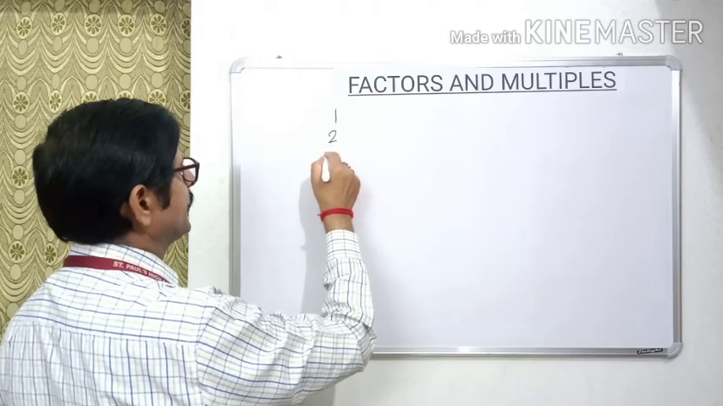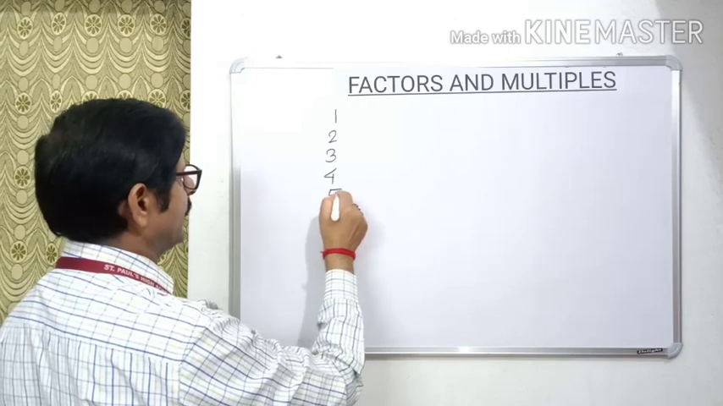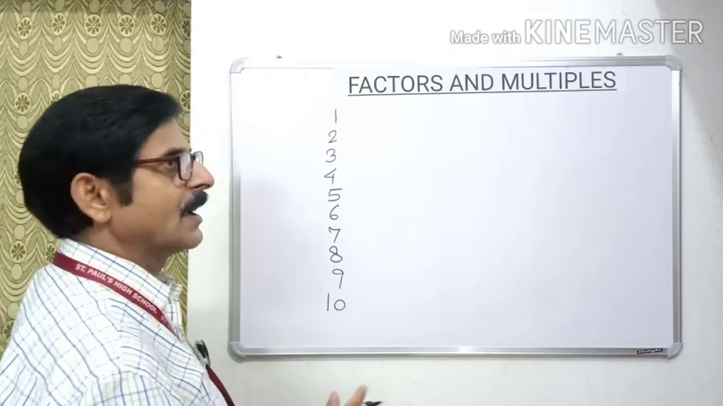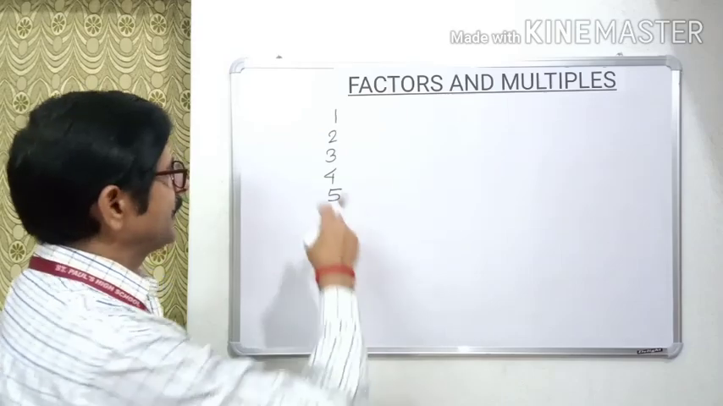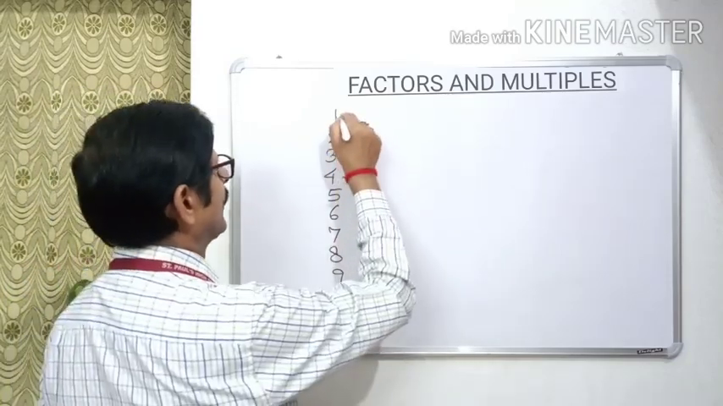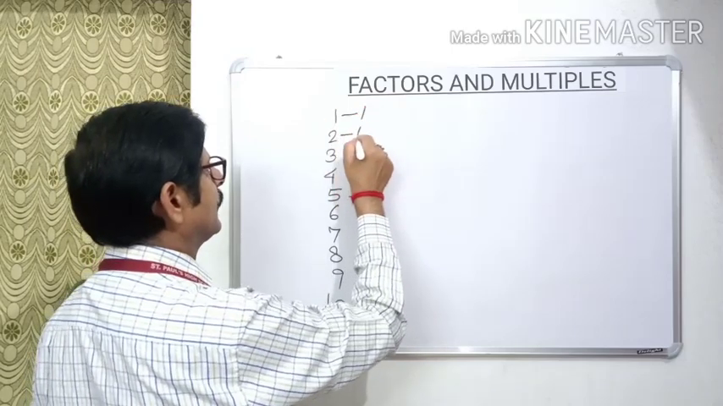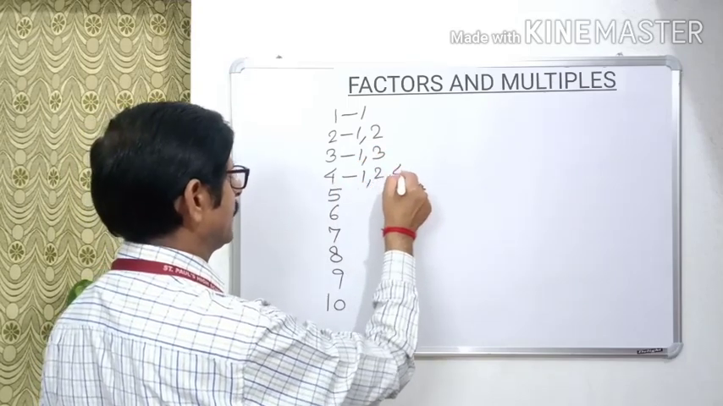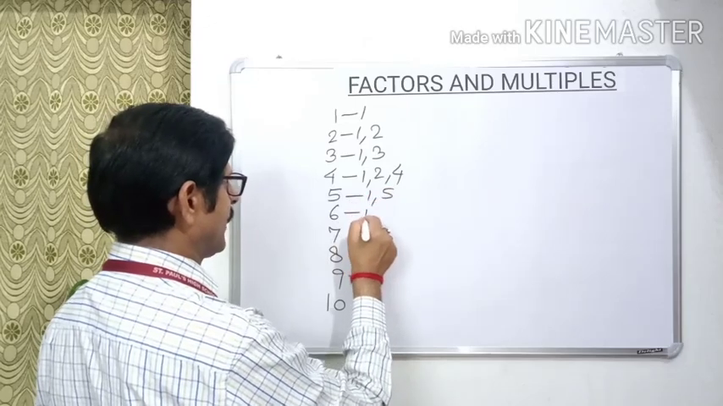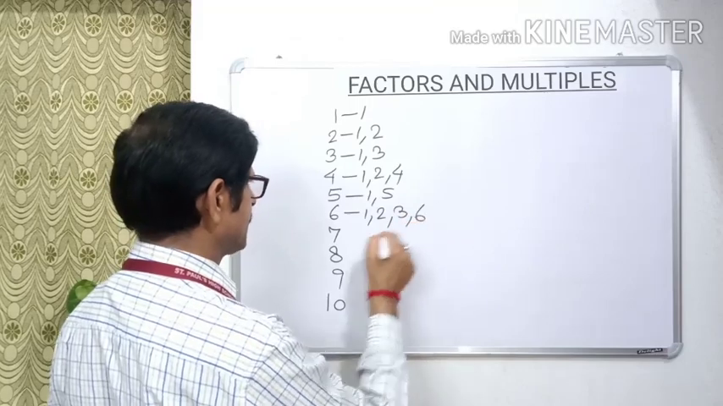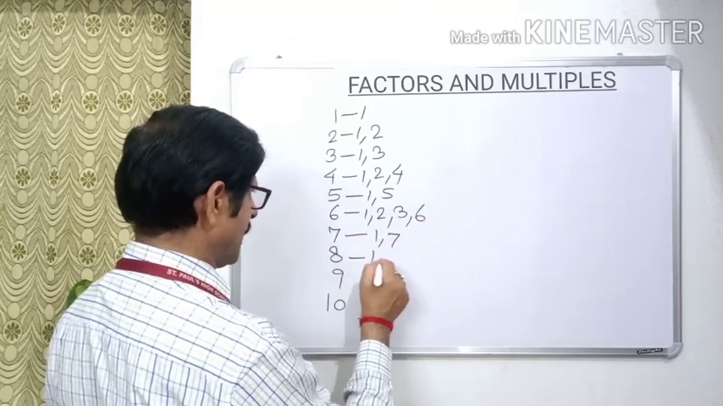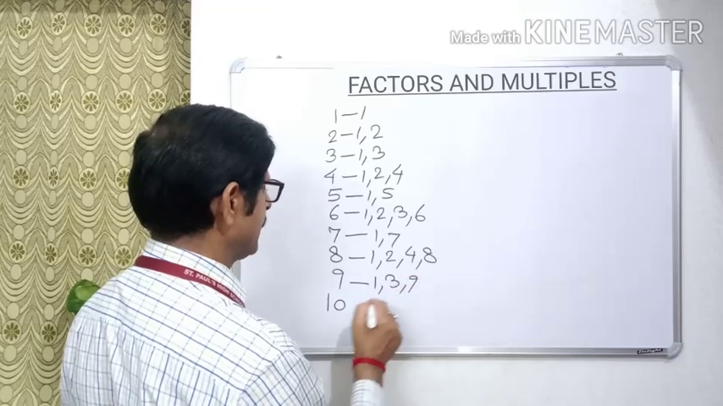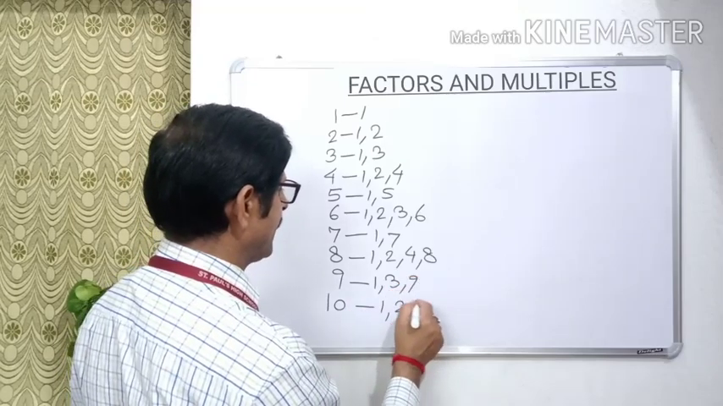1, 2, 3, 4, 5, 6, 7, 8, 9, 10. And using divisibility tests, we will try to write the factors of these numbers. 1 is divisible by 1. 2: 1 and 2. 3: 1 and 3. 4: 1, 2, 4. 5: 1, 5. 6: 1, 2, 3, 6. 7: 1, 7. 8: 1, 2, 4, 8. 9: 1, 3, 9. 10: 1, 2, 5, 10.